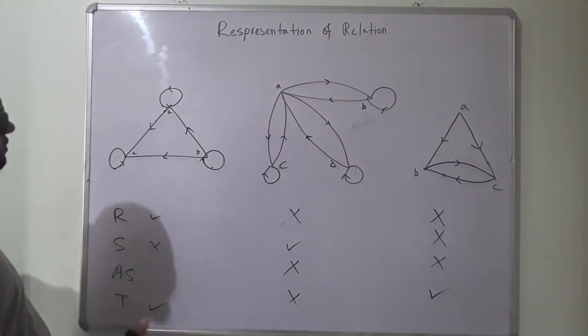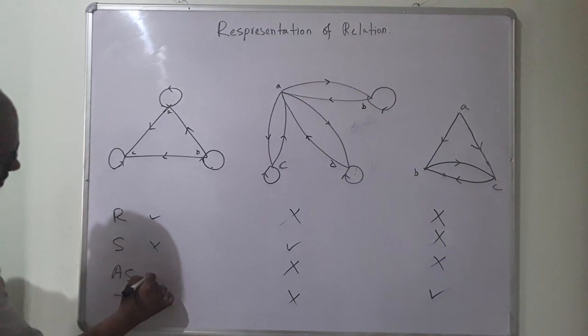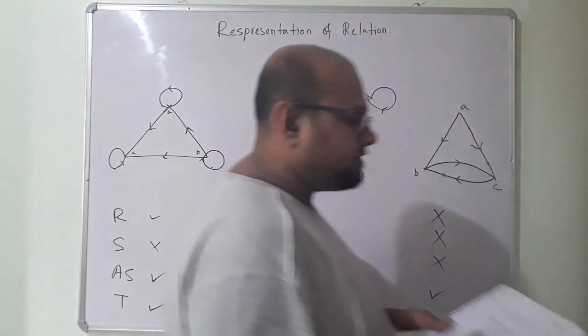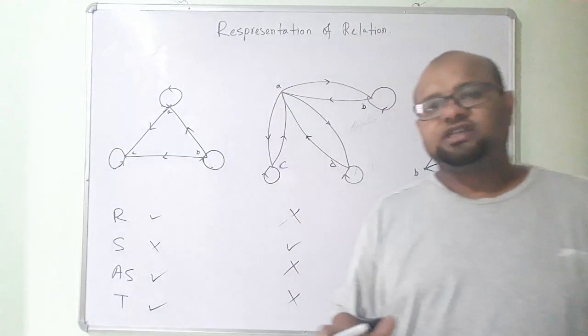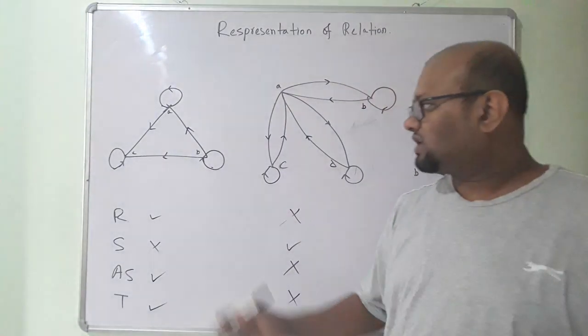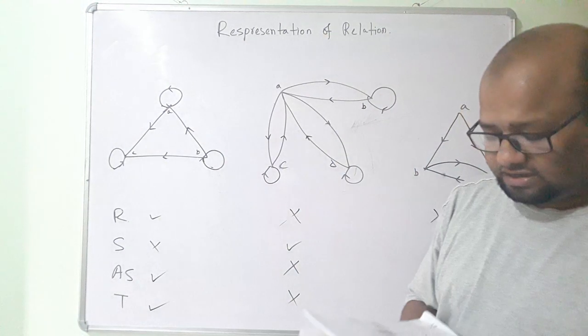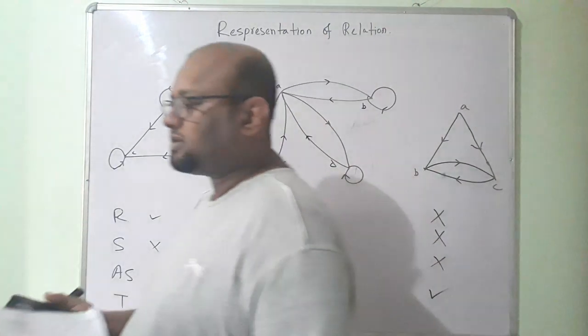But then A is equal to A, right? So this will become antisymmetric, alright. So AB and BA, both of them, when A is not equal to B, both of them do not exist. So this will become antisymmetric. So yeah, this is all about digraph representation.